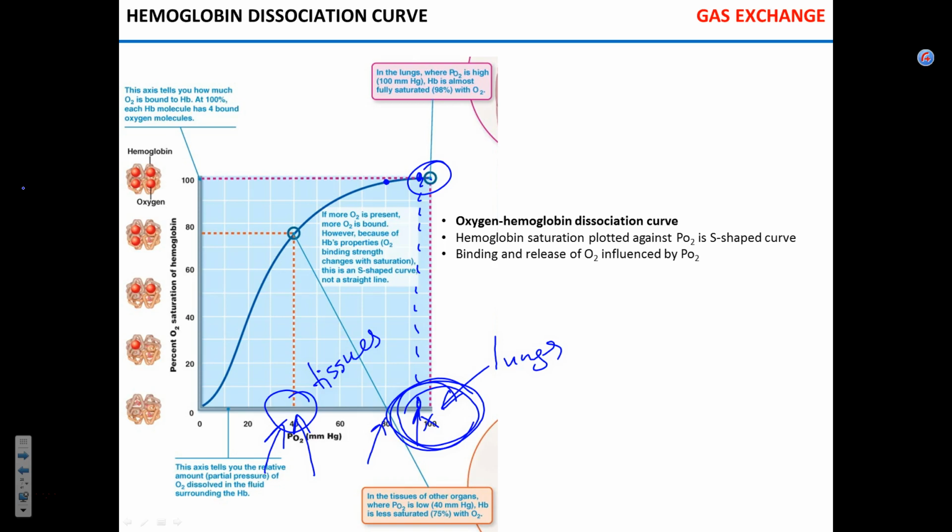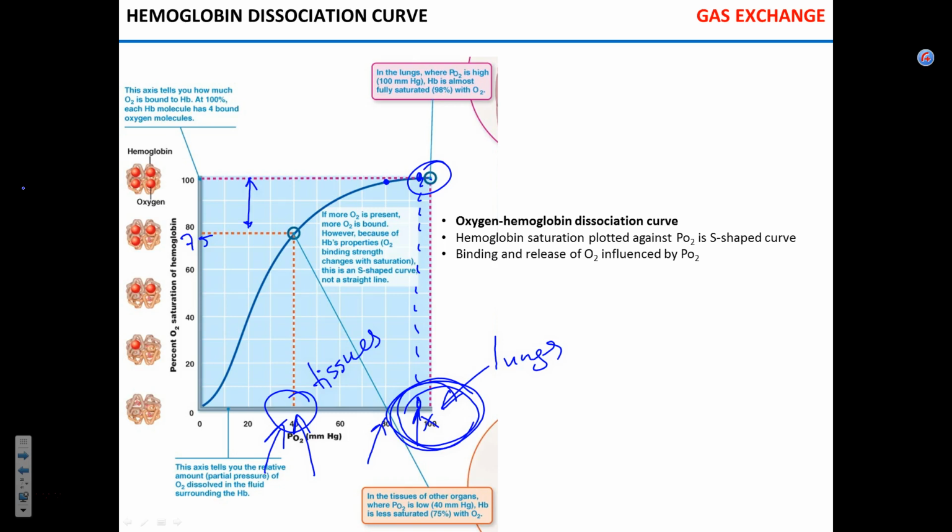What is the hemoglobin saturation at 40? 75. Yeah, 75. So what's the difference in hemoglobin saturation between lungs and tissues? Difference. 25.